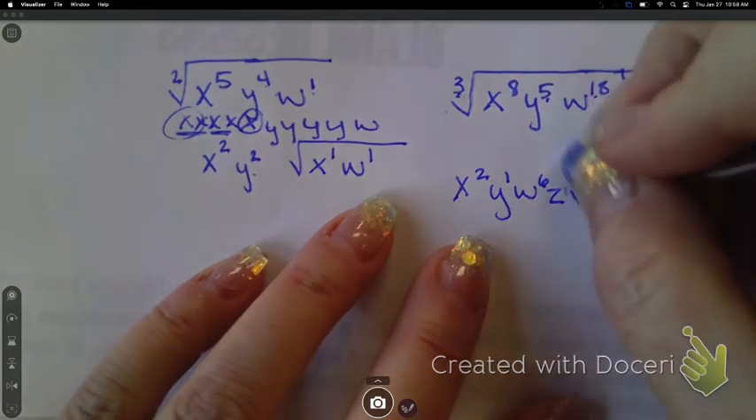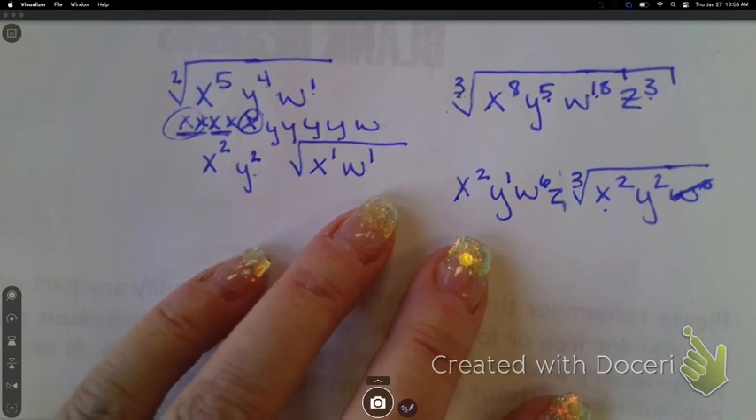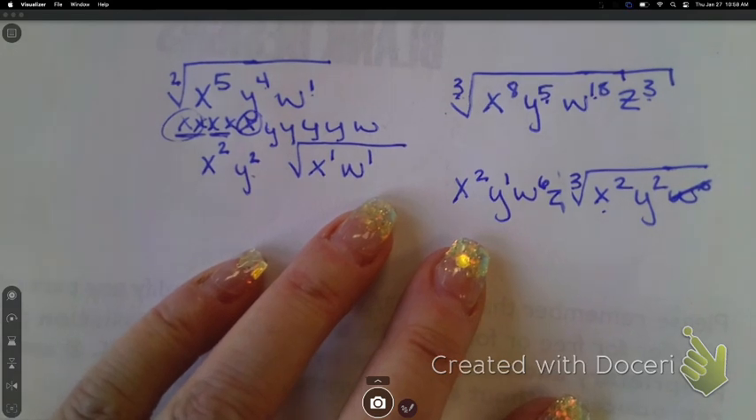That 3 looks like a 13 now. Does that help with the variables? Yes. The variables should be the easiest thing because it's just division. How many times does it go in? And what is your remainder? That is it.